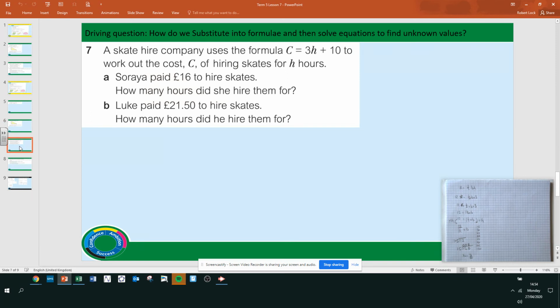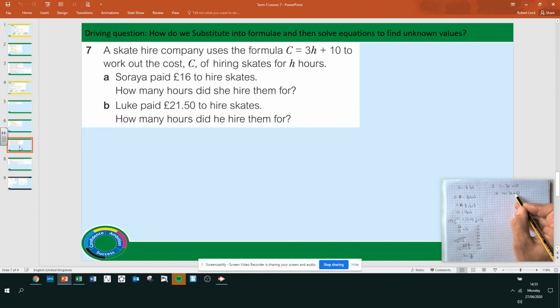Question 7. The Skate Hire Company uses the formula C equals 3H plus 10 to work out the cost C of hiring skates for a number of hours. Soria paid £16 to hire skates. How many hours did she hire them for? So, question 7. C equals 3H plus 10. So the cost in our case is £16 equals 3H plus 10.